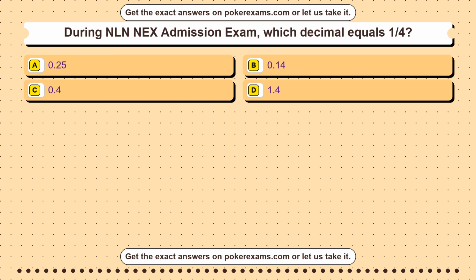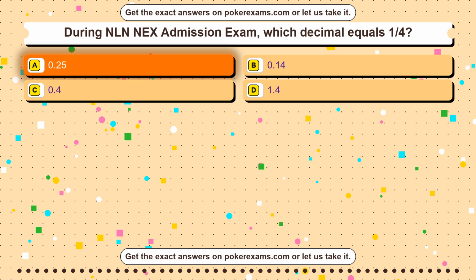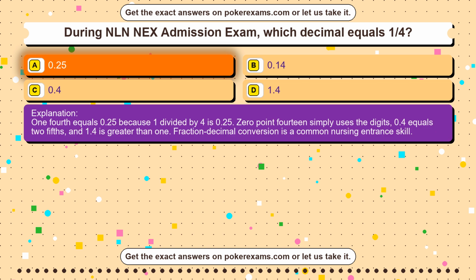Question 21. During NLN NEX Admission Exam, which decimal equals 1/4? Option A 0.25. Option B 0.14. Option C 0.4. Option D 1.4. The correct answer is option A. 0.25. 1/4 equals 0.25 because 1 divided by 4 is 0.25.